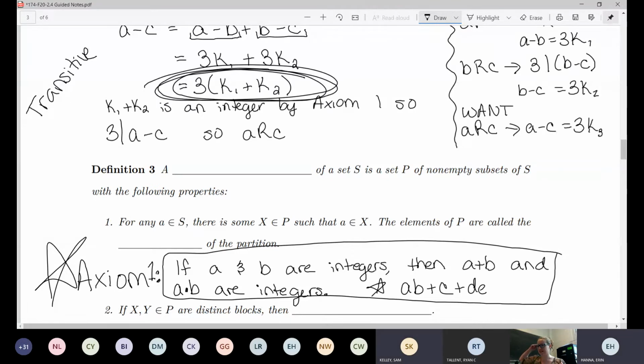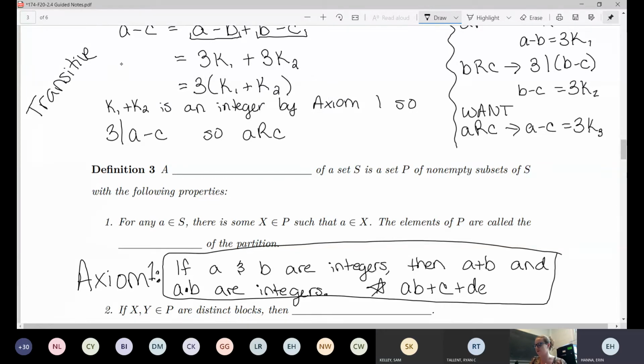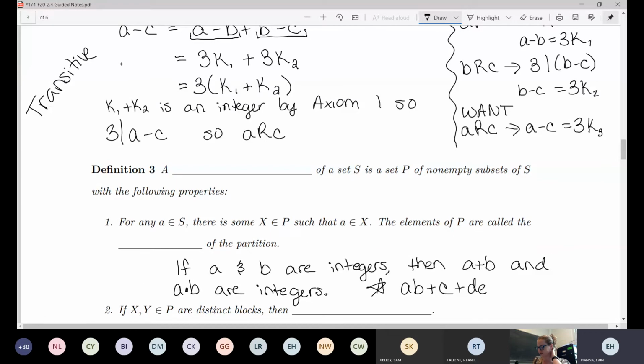Yeah, thank you. Hooray. So it's the thing that helps save the day and always tells us that what we want to be an integer actually is an integer. But we have to say that it's by that axiom, we can't just take it for granted.